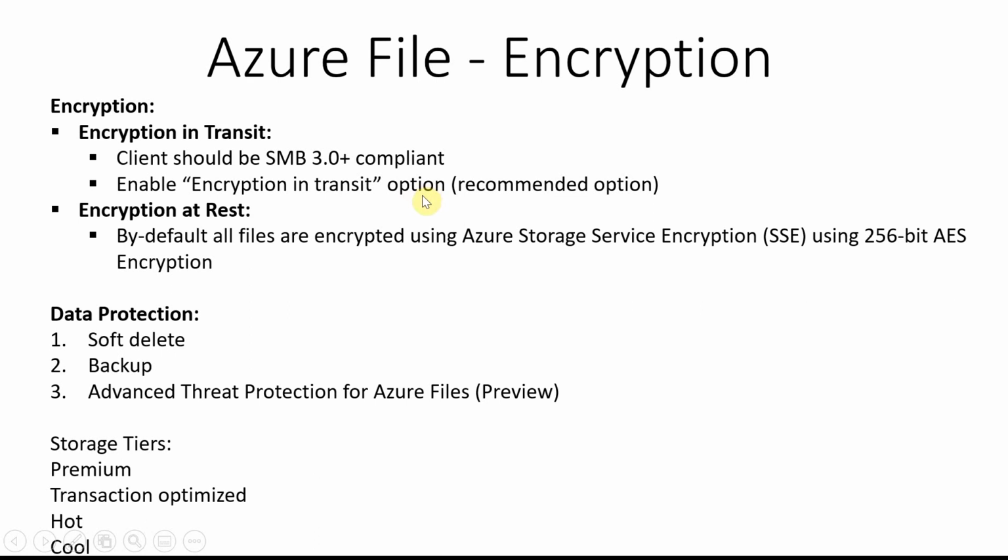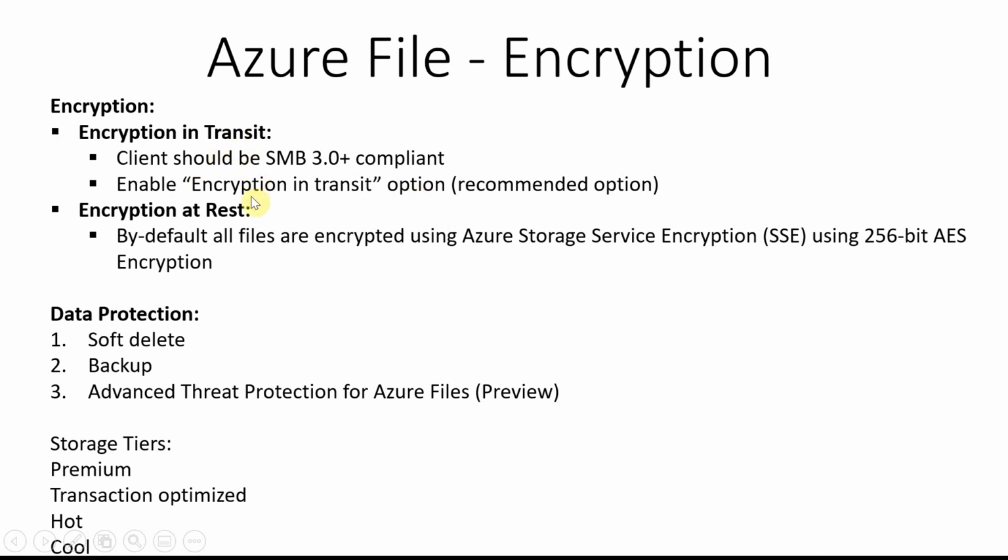So again, this is an option which is not available by default. You can disable it also if you want, but it's always good practice to enable it, so that the files being transferred to the file server are accepted only if they are encrypted at source. If the file is not encrypted, you will not even accept it. So that is this feature, encryption in transit.